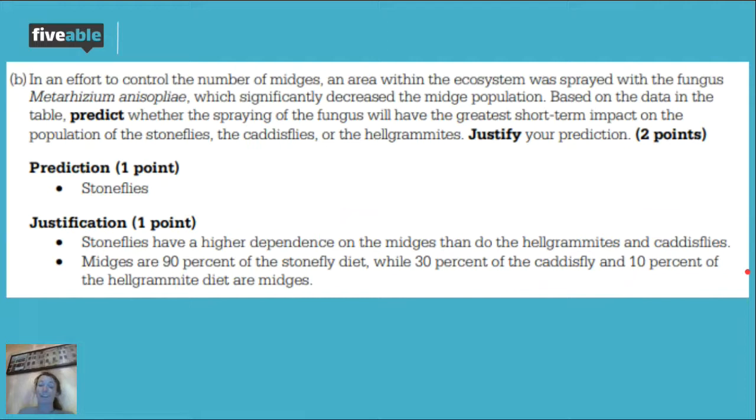Or stoneflies require 90% of their diet from midges, you probably wouldn't get the point. You need to compare it to the other two because that's how you decided that they would have the greatest short-term impact in comparison to the other two. So you have to mention them. So always over-explain in those situations. If you're like, oh, I'll just write that it's stoneflies because it's 90%, you're probably going to miss out on an easy point of information that you knew but just didn't put on the page.